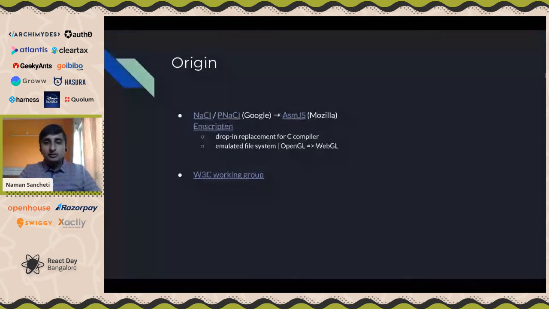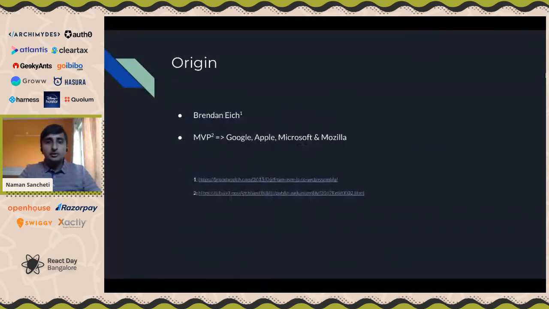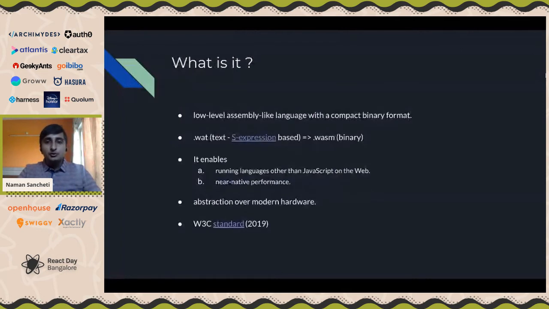With all this context, a working group was formed in W3C, and interestingly, Brendan Eich, the creator of JavaScript himself, back in 2015, posted about how we went from ASM.js to WebAssembly. That was a pivotal moment in the evolution of the web, where all the major browser vendors, Google, Apple, Microsoft, and Mozilla, got together to create an MVP version of WebAssembly. MVP is minimum viable product. So that was a landmark moment. Cool. I guess that's enough context, enough buildup.